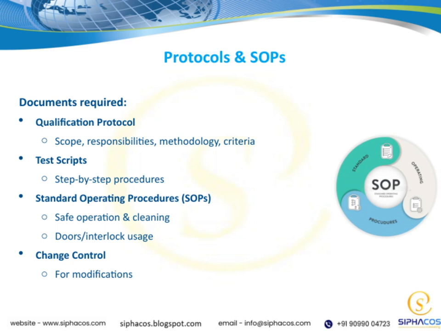Finally, we have change control procedures. These are crucial for managing modifications, whether it's equipment, processes, or protocols. They help us document, review, and approve changes systematically, ensuring everything remains compliant and traceable. All these documents form the backbone of our quality management system, ensuring we operate safely, consistently, and in accordance with regulatory standards. They're interconnected and vital to maintaining the integrity of our processes.